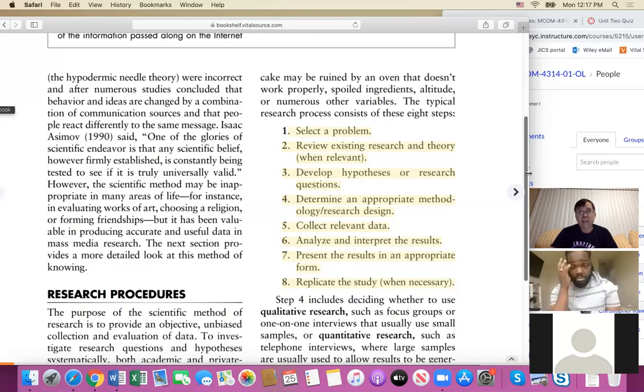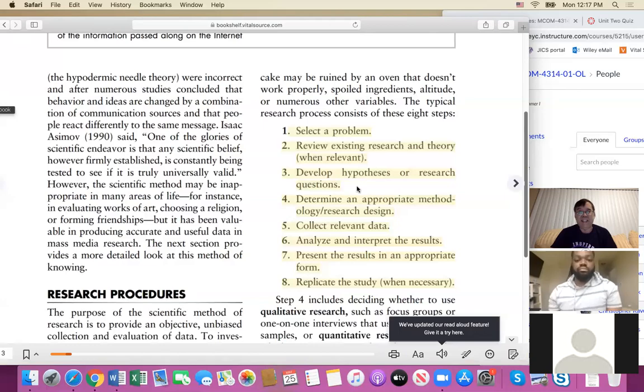A hypothesis is an educated guess, a prediction, and then you do the research to figure out whether you were right or not. And you don't say that I was right or I was wrong in your research study. When you do the research study, in the language, you either affirm the hypothesis or you reject or deny the hypothesis. Now, number 4, you determine an appropriate methodology and design.